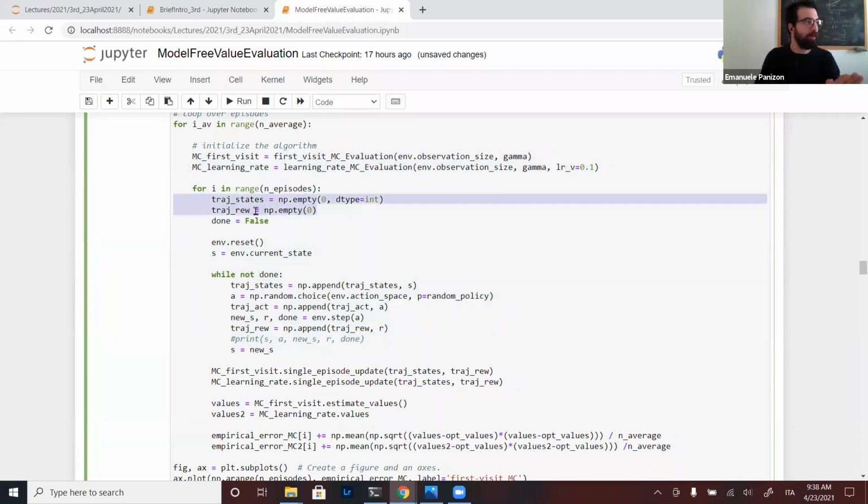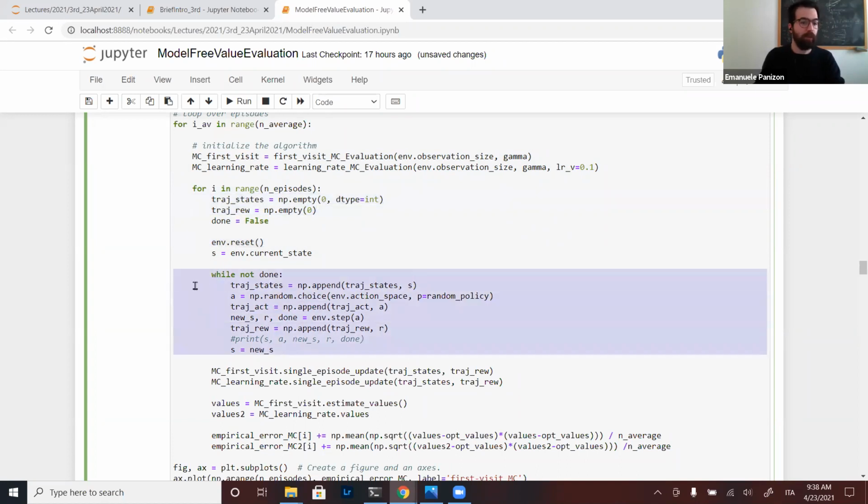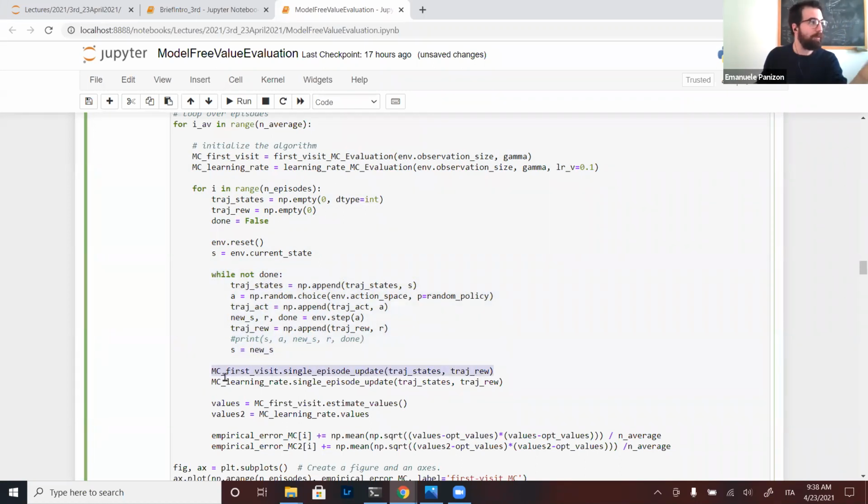And I will have to store the trajectories for each episode. I will reset the environment and do the episode as before. You see, the action is a random action between left and right, and I will get a new state and a new reward, and I will retain in memory the trajectory for the state and the trajectory for the reward. Then I will give the two trajectories to the two algorithms, Monte Carlo with first visit and Monte Carlo with learning rate, and ask them to give me an evaluation of the values.